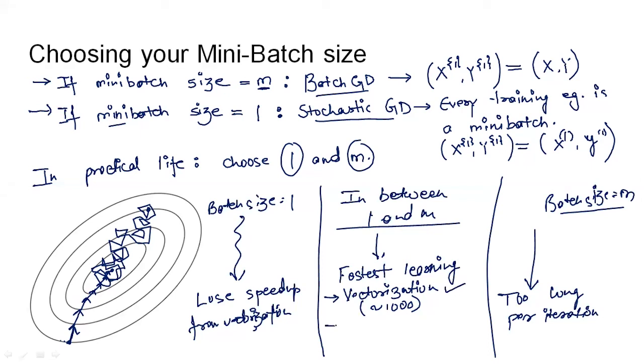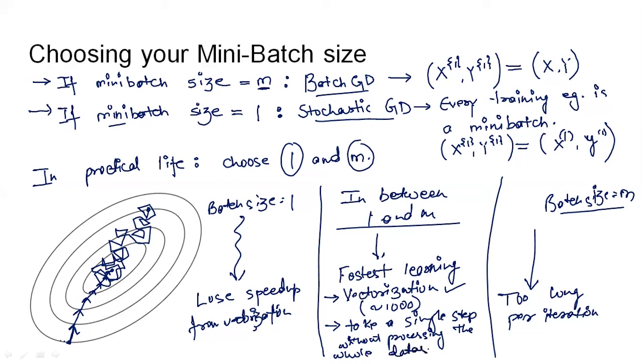Another advantage of choosing a value between 1 and m is that you can take a single step of gradient descent without processing the whole data set.